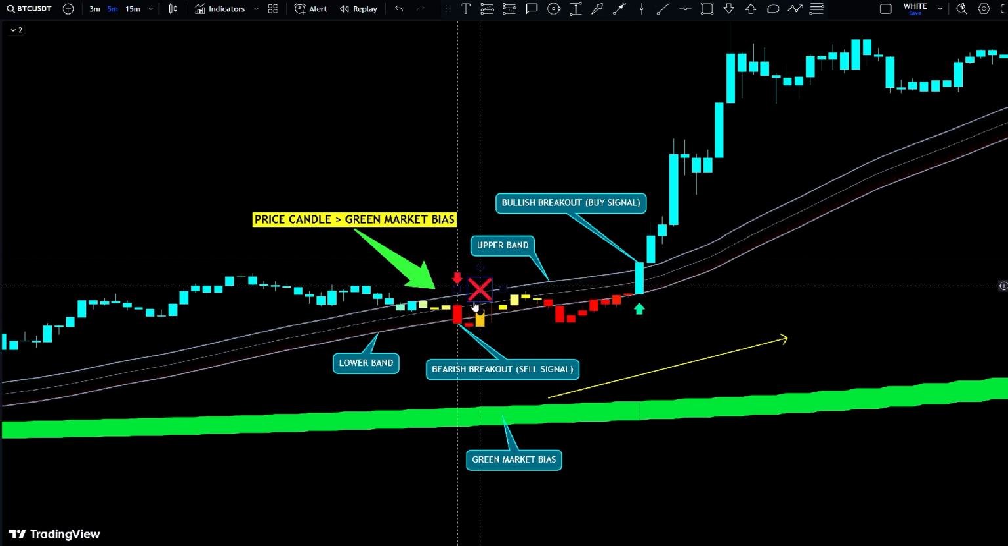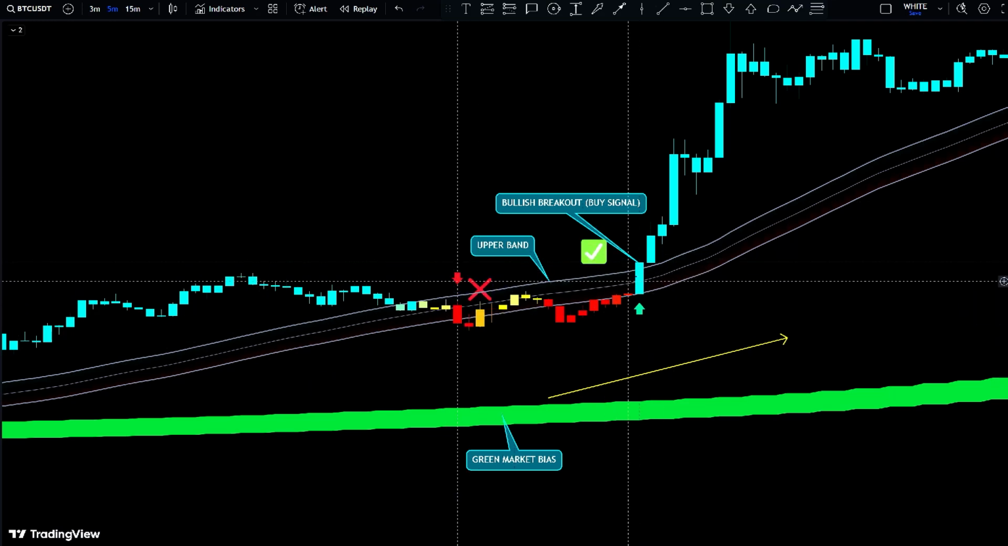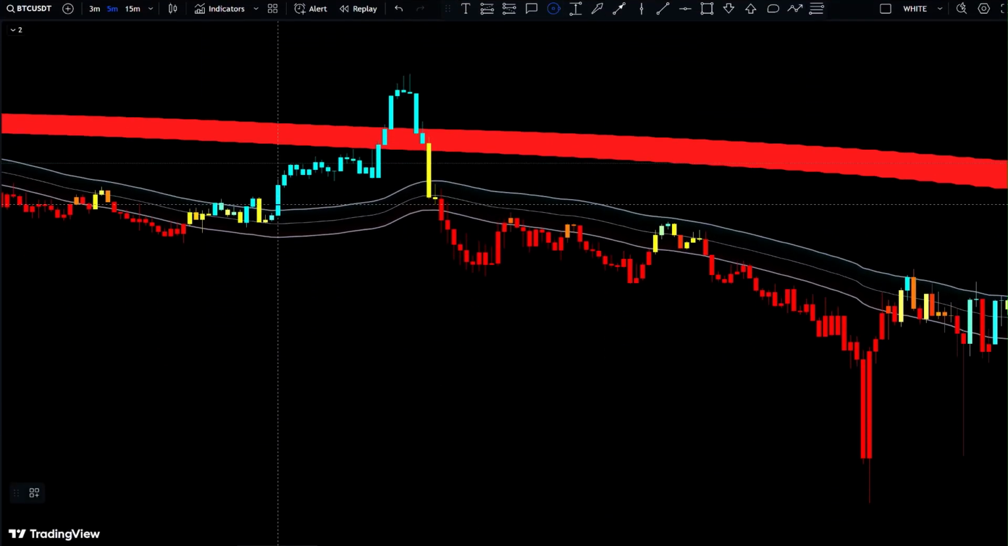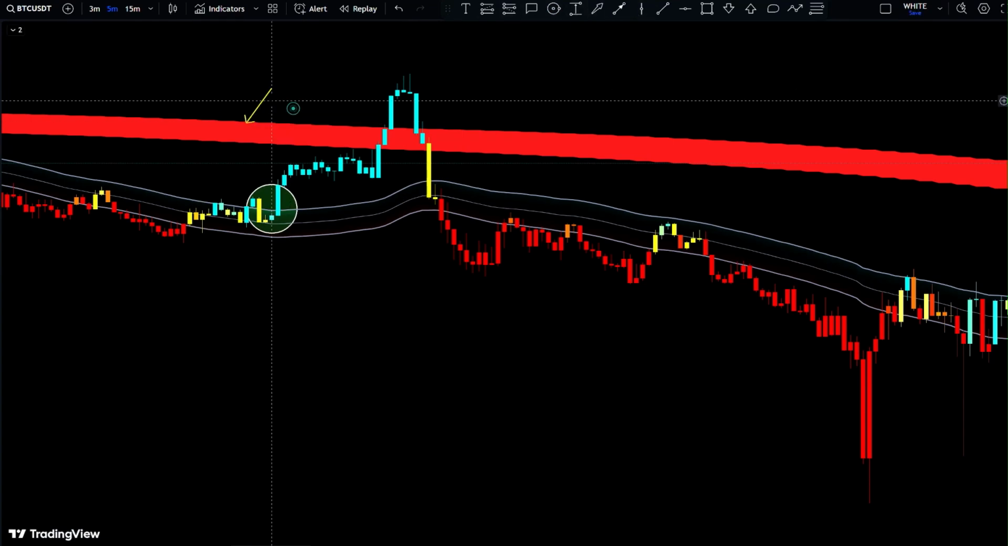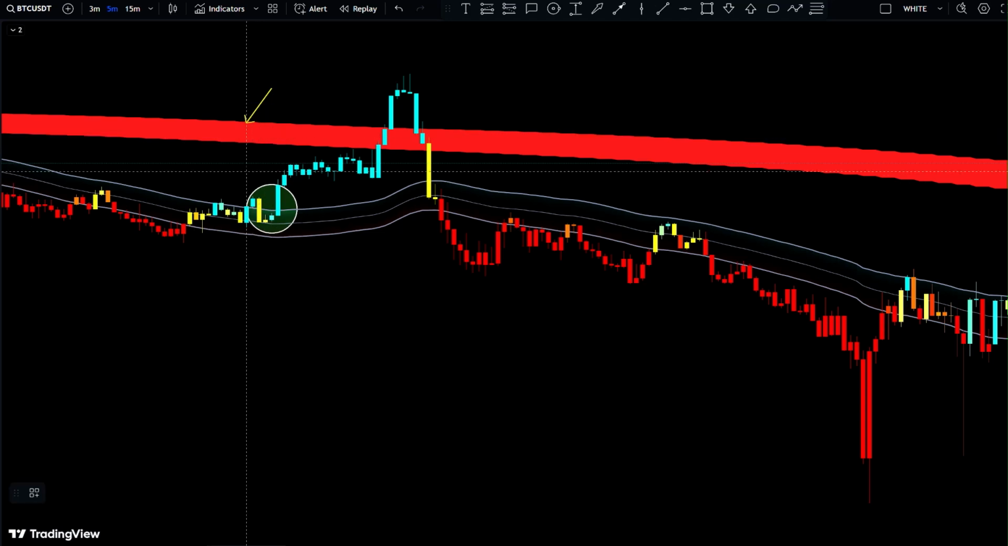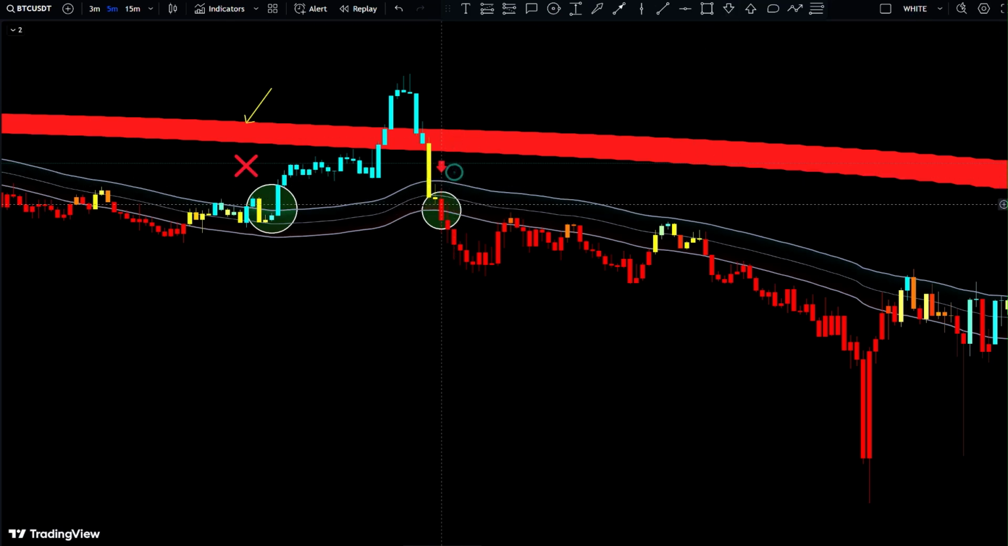So in an uptrend, we'll look for the price to break above the upper band of the linear regression channel for a buy entry. Now what about when the market bias is red and the price is below it? This indicates a downtrend. In this case, we ignore any buy signals from the linear regression channel. We only want to take sell signals confirming the downtrend. We look for the price to break below the lower band of the linear regression channel for a sell entry.